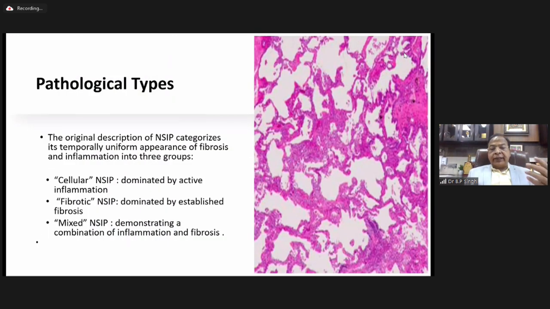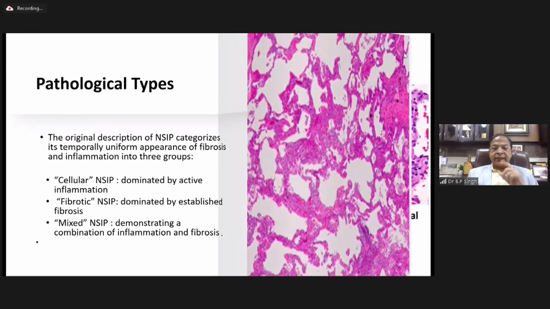If you look at the pathological types, as Dr. Bhavin's presentation already mentioned, three types of NSIP have been explained. The cellular NSIP is dominated by active inflammation. The fibrotic NSIP is dominated by stabilized fibrosis. And mixed NSIP demonstrates a combination of inflammation and fibrosis. They all have their prognostic significance.